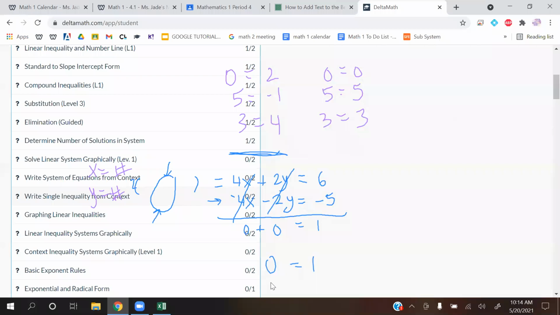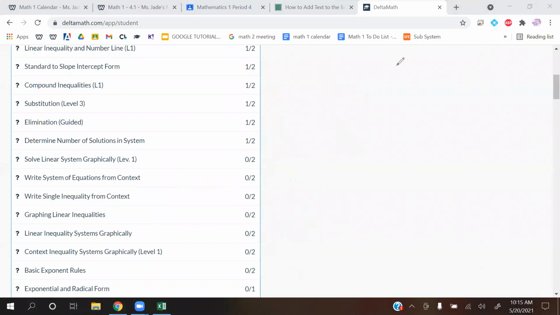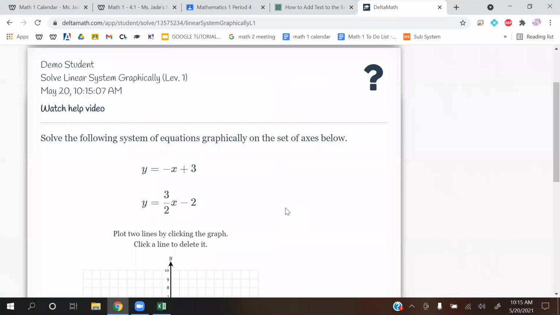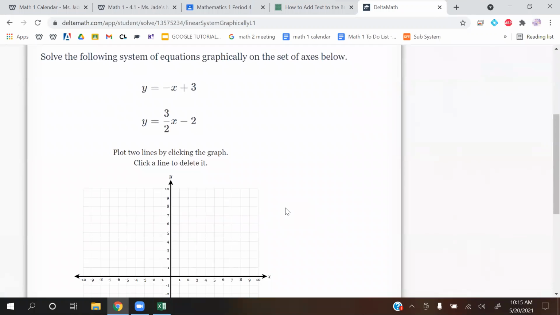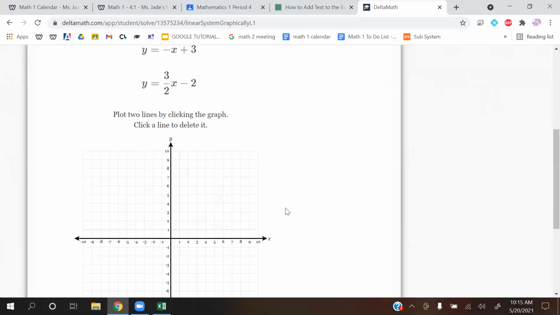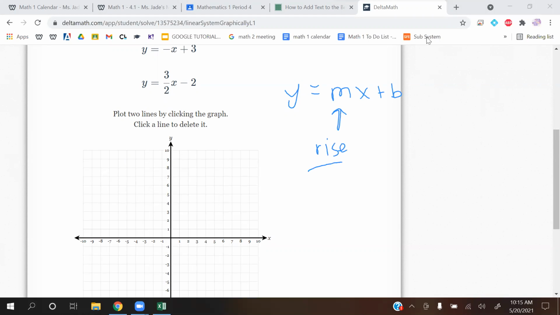Okay, let's clear that annotation because it's messy. And then let's solve linear system graphically, level 1. Solve the following system of equations graphically on the set of axes below. So I'm just going to scroll here so I can see this. These are in the format y equals mx plus b, where m is your slope. Remember that? Slope is rise over run. And then this b is your y-intercept.